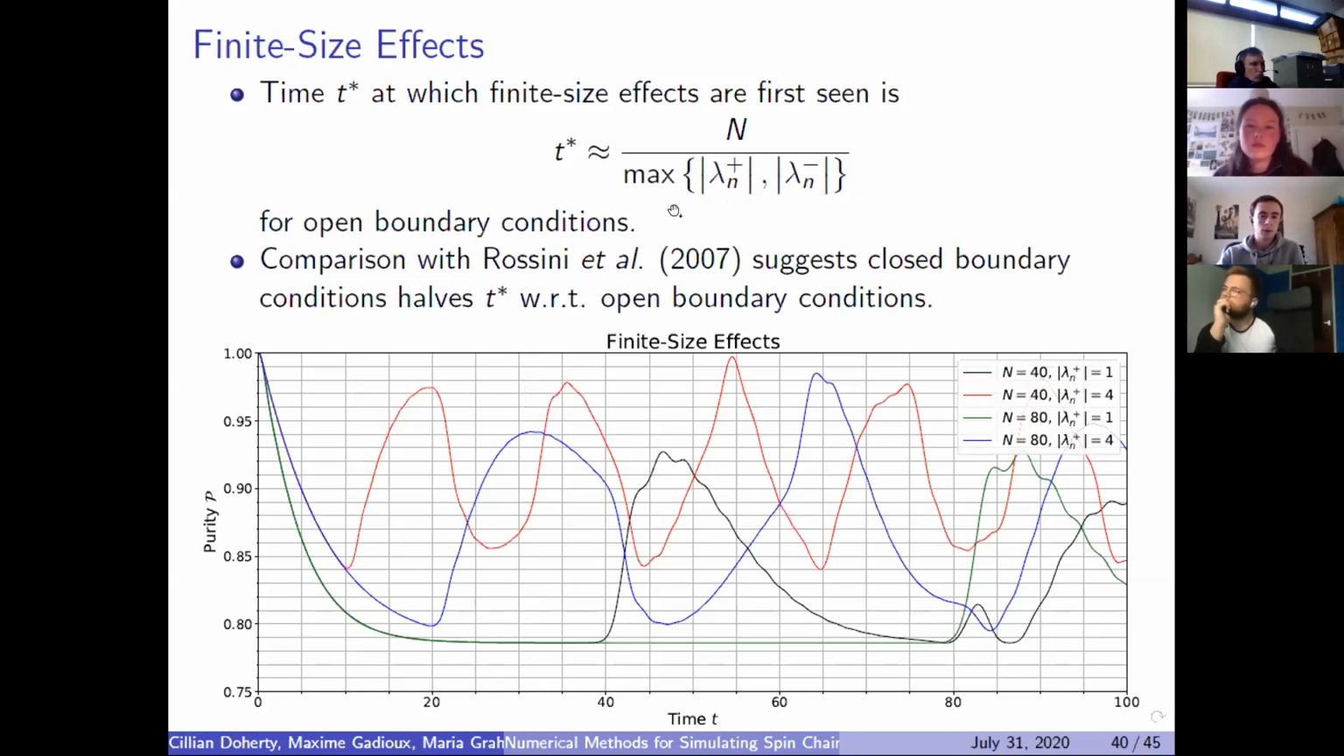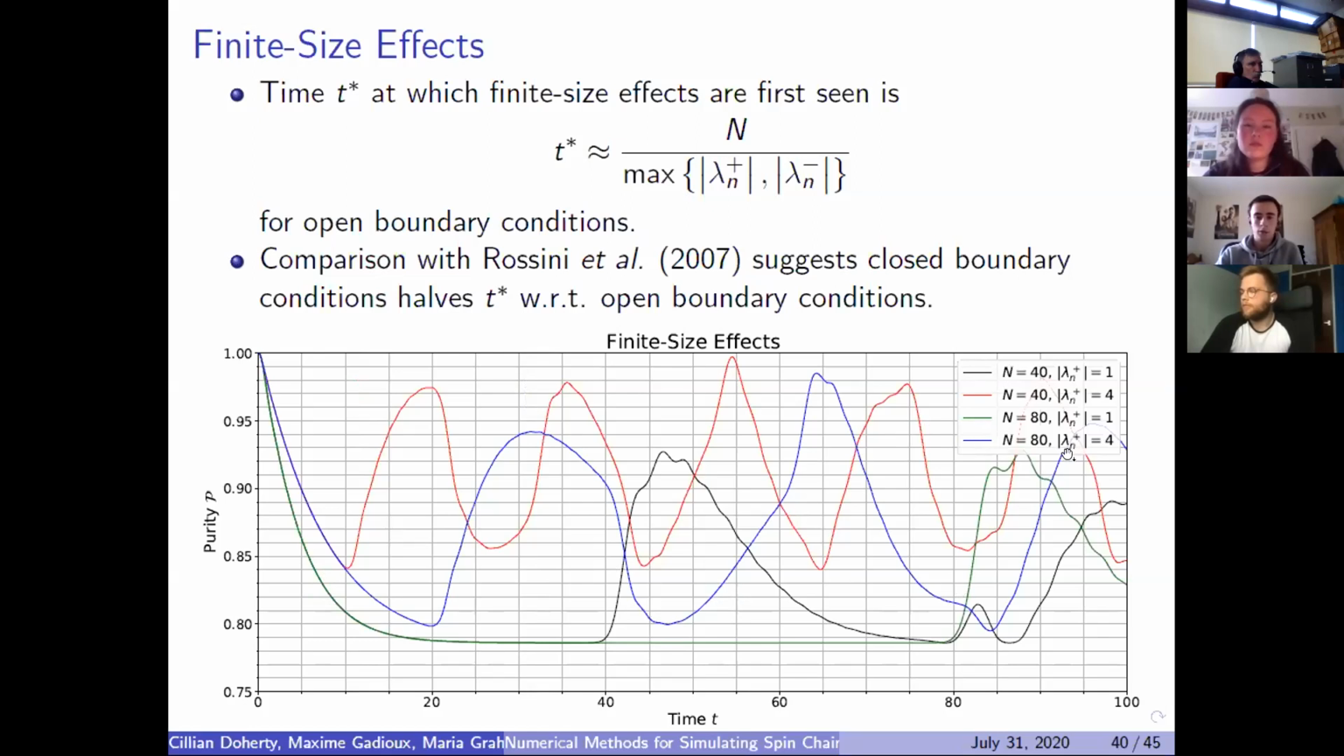So it might change if we adjust these items individually, but when they're adjusted in bulk, then this holds, as we can see here. If you consider lambda n plus equals 1, we see the green and black curves are on top of each other until finite size effects start happening at n equals 40 for the black one and n equals 80 for the green one.